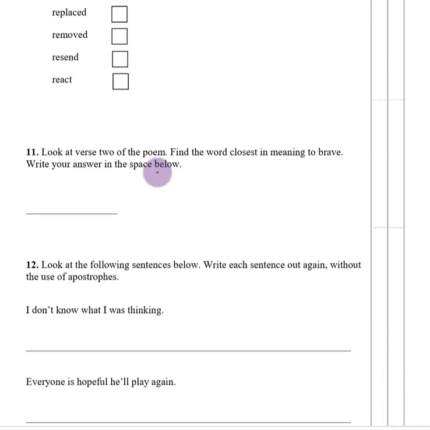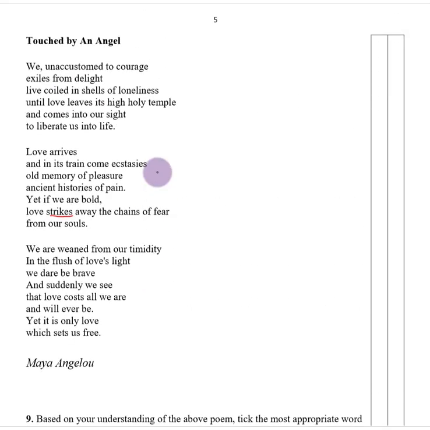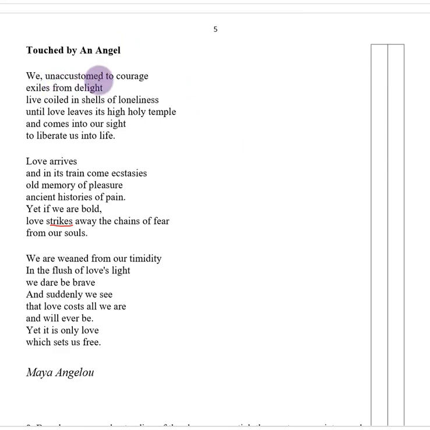So first of all, in verse 1, we've got courage. We look here: we are unaccustomed to courage. So courage here is actually a noun because it's a thing. It's an abstract noun, but it's still a noun. And then coiled, love coiled. Coiled is something you do, so that would be a verb.